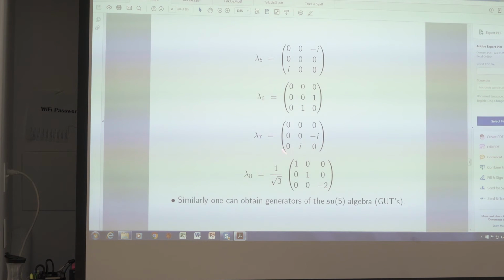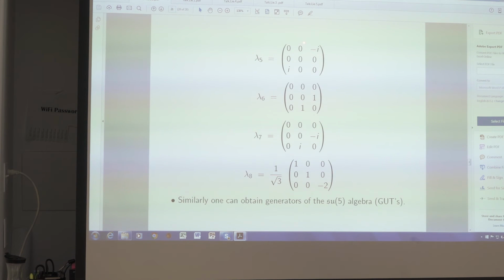The next ones, remember, if they are Hermitian, then i is the complex conjugate of minus i. Why? Because I chose my matrix to be Hermitian. Look at this matrix here: it's symmetric because 1 is the complex conjugate of 1. Look at this matrix here: i is the complex conjugate of minus i. And finally, I have another matrix, lambda sub 8. Remember, it's traceless: 1, 1, minus 2. Now, why do I choose the square root of 3? It's because all the generators have to be normalized to a convention.